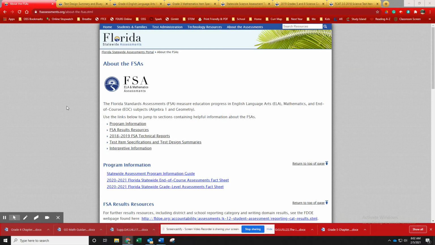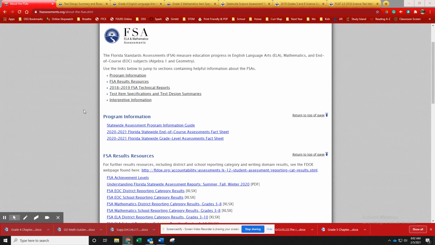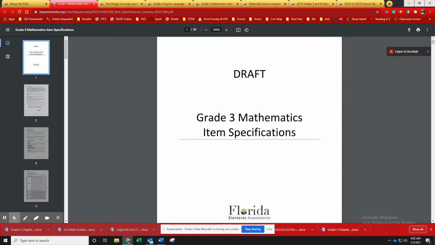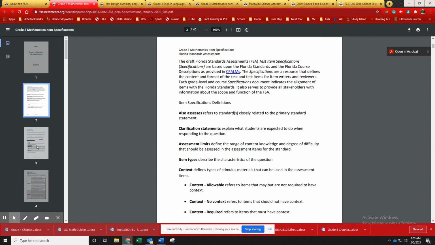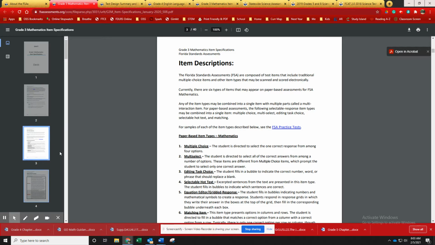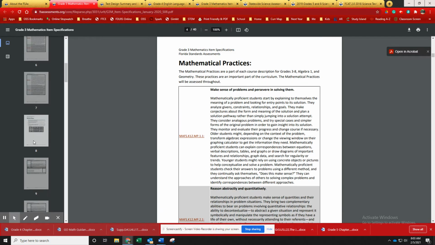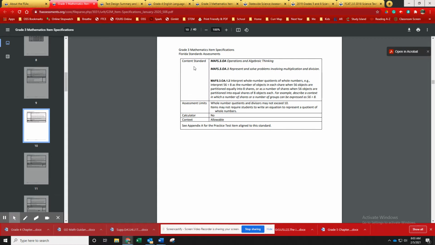Another website to go to right now is FSA assessments. On here, they have the test item specifications for each grade level. If you are in third, let's look at the third grade one. It's going to tell you a few things. It's going to tell you what types of questions are going to be on the test. It's going to tell you, let me find it, for each standard, what are they actually testing for?